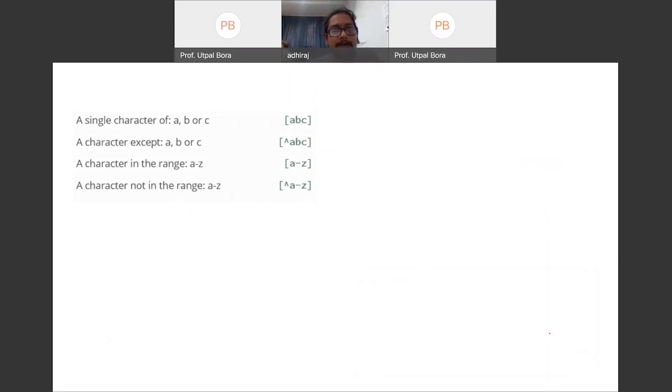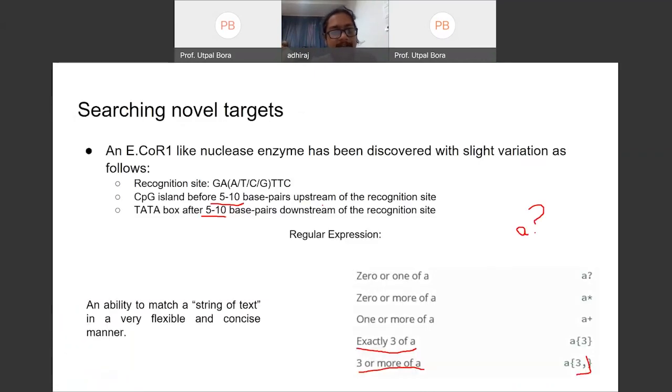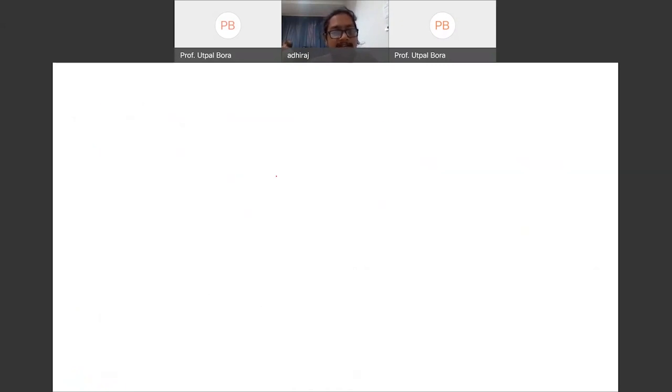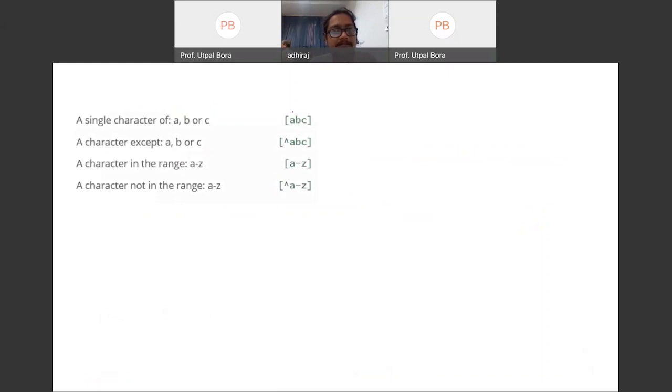Suppose I want A, B, or C in a given place, then I'll put it inside square brackets, right? So again, I think now you can understand how to go about this problem here. A, T, G, or C, right? Anyway, we'll be solving it, but this is where you are going to get the solution. A character which doesn't have A, B, C, then we'll put this cap. A character in range of A to Z, but you won't be using it in biology.